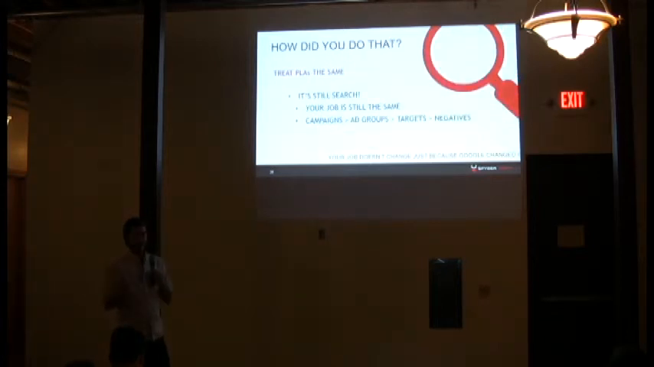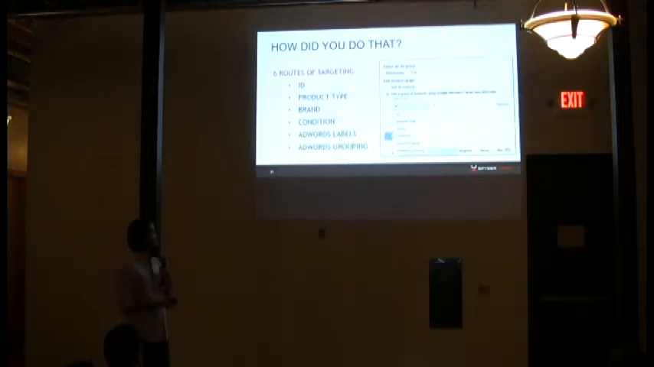Treat PLAs the same. Like, you're a search marketer, do your job. Your job doesn't change just because Google changed something, okay? So, set up your campaigns, set up ad groups, set up your targets, which are product targets, we'll get to that, it's basically a keyword. You can add negatives, and yeah, you do your due diligence, okay? There's 6 different breakdowns. These are your keywords, basically. ID, product type, brand, condition, AdWords stuff.